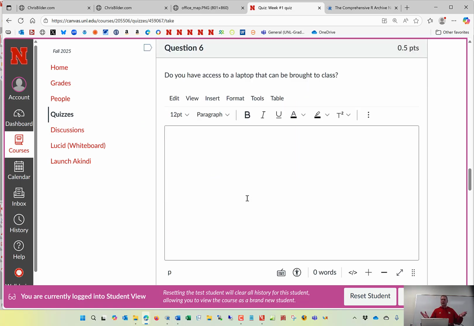Question 6, simple. Do you have access to a laptop that can be brought to class? Most of you already have a laptop here, so I know what your answer will be, but tell me yes or no.